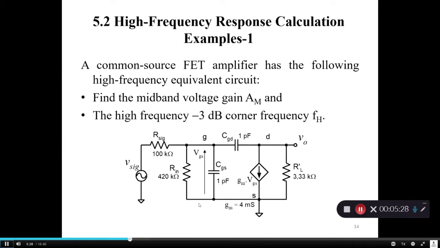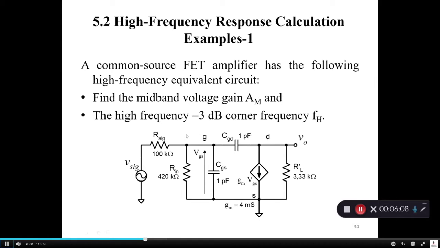The first example for today's lecture is this one: high frequency response calculation. It is one example. In the next lecture, I will show you the other 3 or 4 examples. In this example, a common source FET amplifier has the following high frequency equivalent circuit. Here I am showing you the internal structure directly, but in the assessment, I will give you the BJT structure or MOSFET structure, and then you have to draw the internal circuit like this one. This circuit is given to you already because this is the first time for you for the high frequency, so it is easy to understand the internal circuitry.